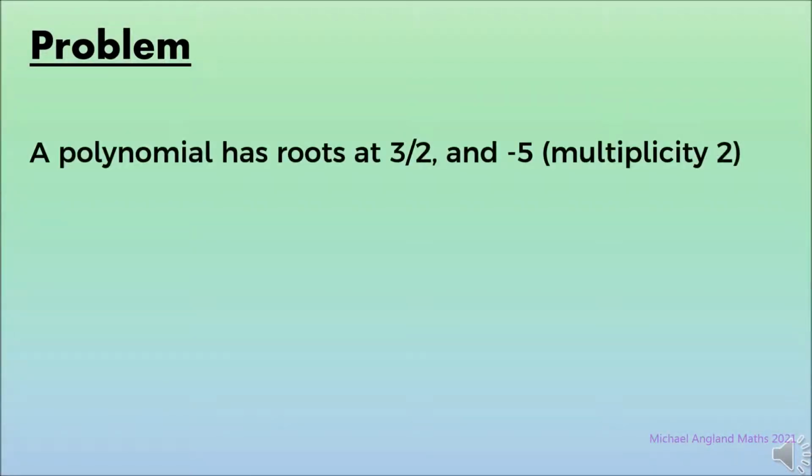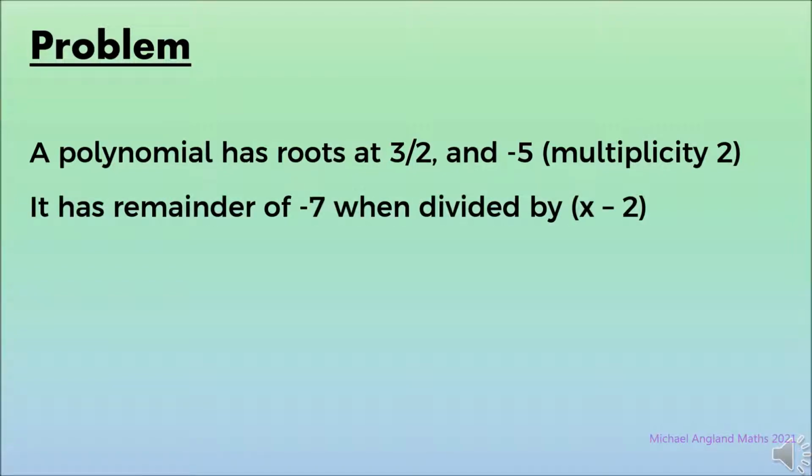Here's a problem. A polynomial has three roots. One of them is 3 on 2. The other is minus 5 with multiplicity 2. Also, it has a remainder of minus 7 when divided by x minus 2. How do we find our polynomial?